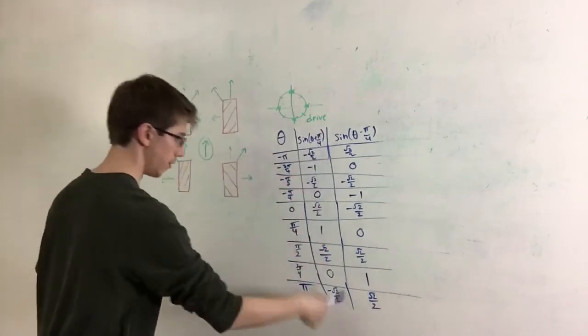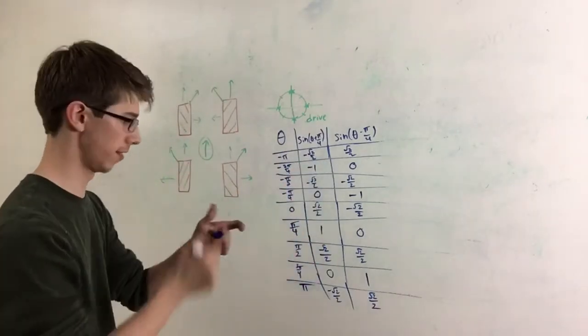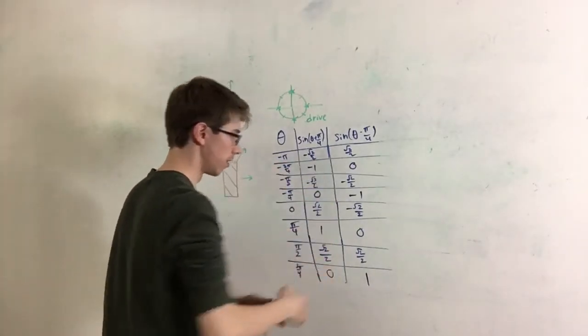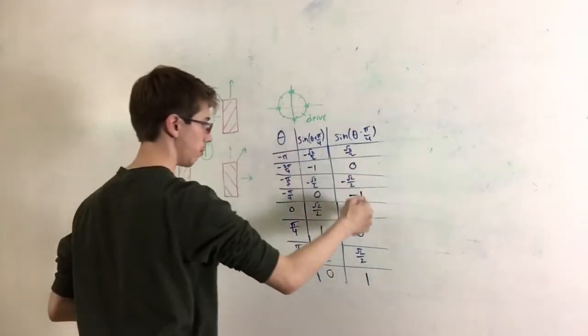Okay, and as you can see, it repeats at pi because pi is equal to negative pi. This is what we get. As you can see here, this is what matters. Negative 1, 0, 1, 0. Okay? 0, negative 1, 0, and 1.